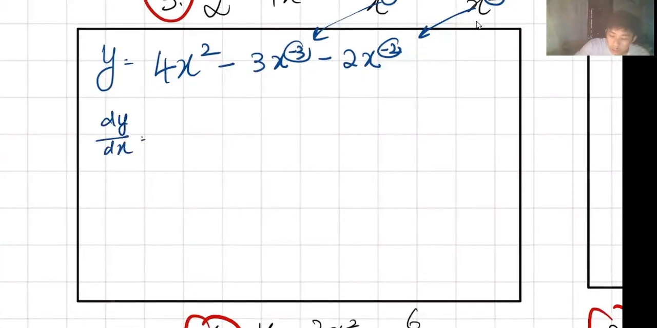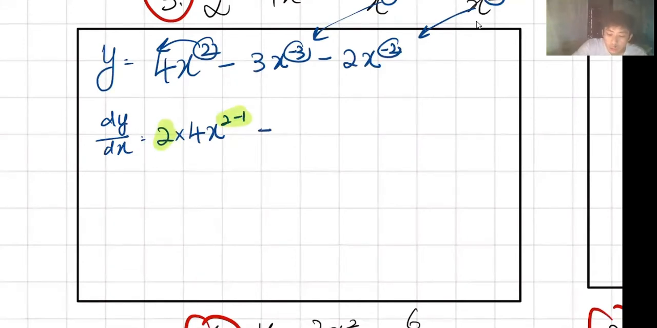So when I differentiate, don't forget 2 brought forward, times 2 times 4x to the power of minus 1. There are 2 things I did. I bring the 2 for multiplication. This is the first thing I did. The second thing is a minus 1 for the power. Okay, then minus, same thing.